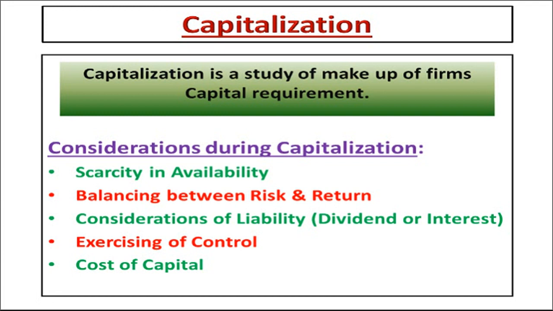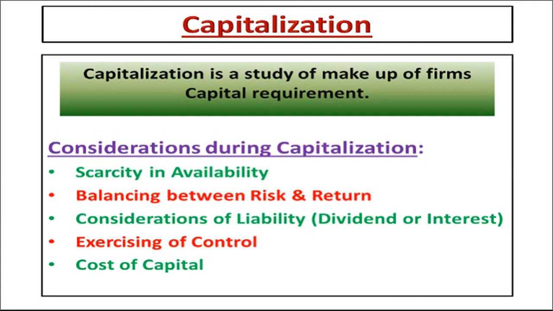Number four, one more consideration is exercising control. When you raise capital through a particular source, that source might also take ownership. So to exercise better control over a company, you have to balance between owned sources and borrowed sources. And one more important factor is the cost of capital. Cost of capital is nothing but the minimum rate of return which one expects from the investment.